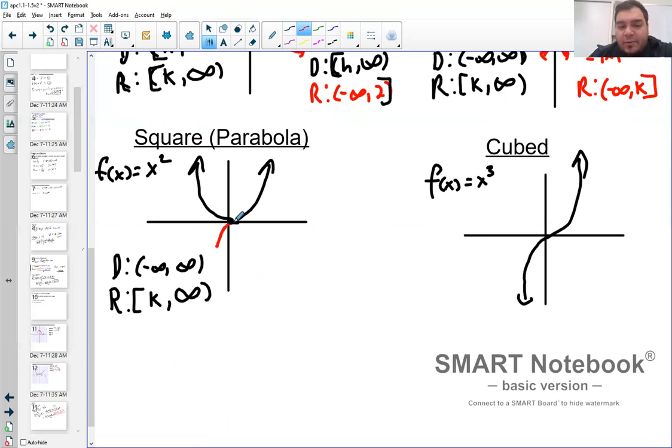The same rule applies if it was flipped over, because it was negative x squared. The domain will stay the same. The range would just be flipped over, from negative infinity to k.